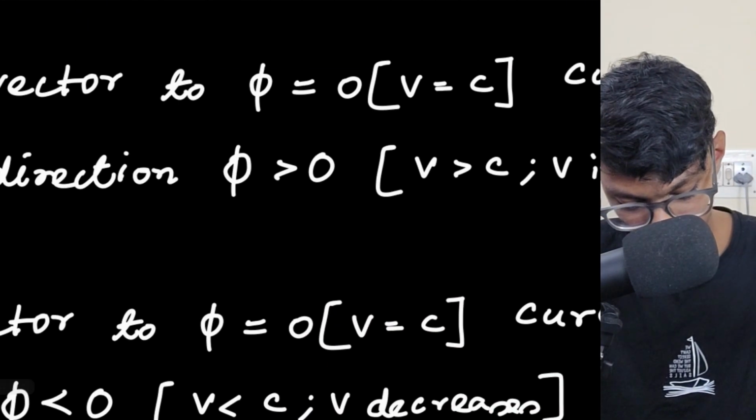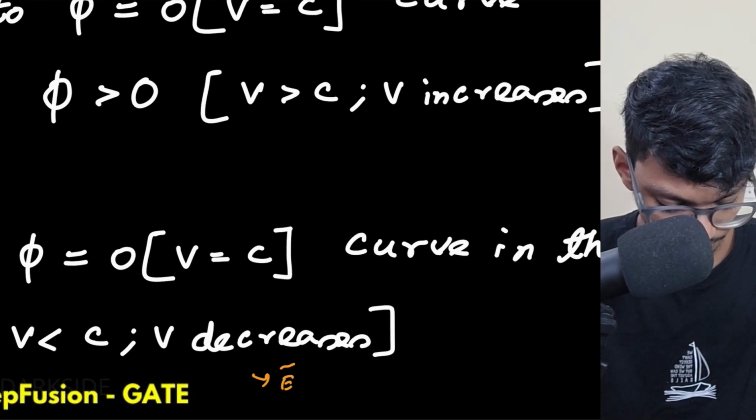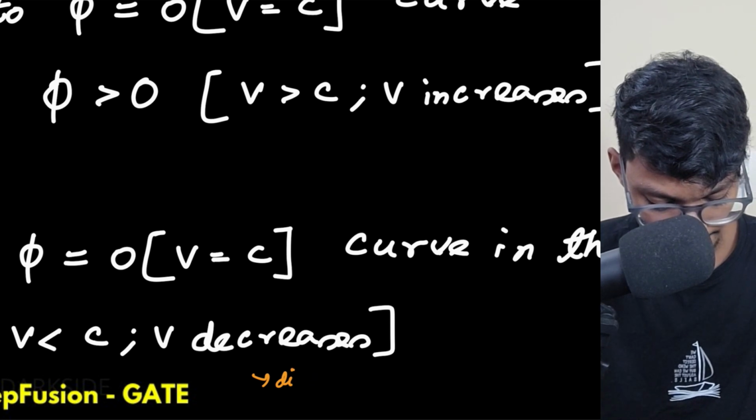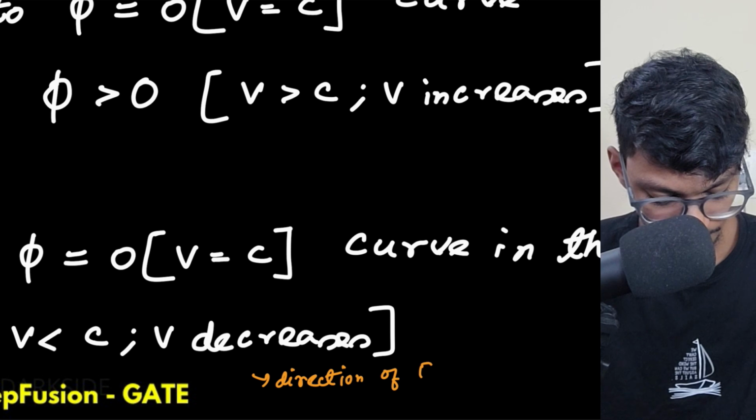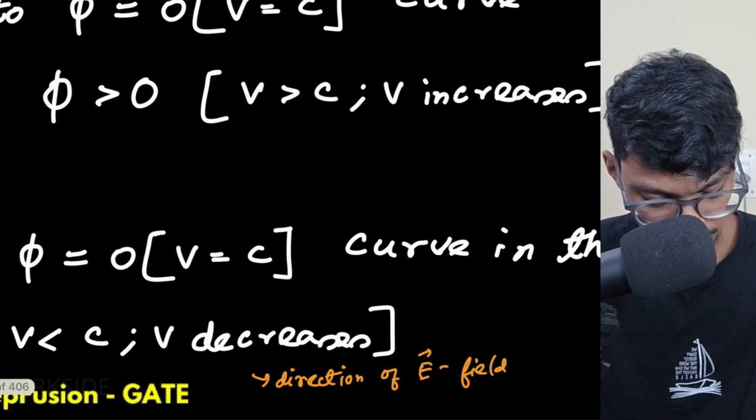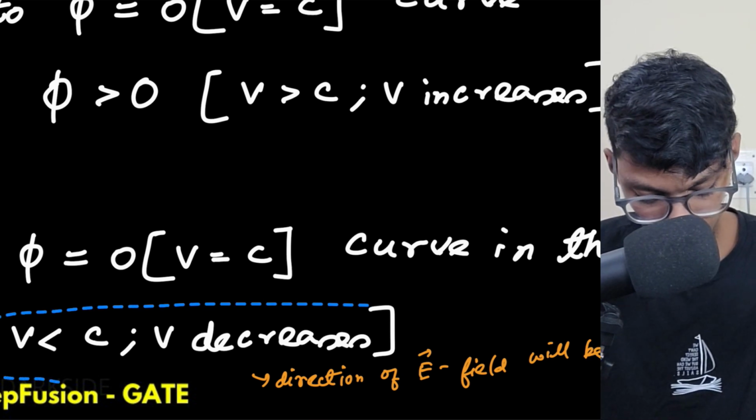So I can write in summary: the direction of the electric field will be from higher potential to lower potential.